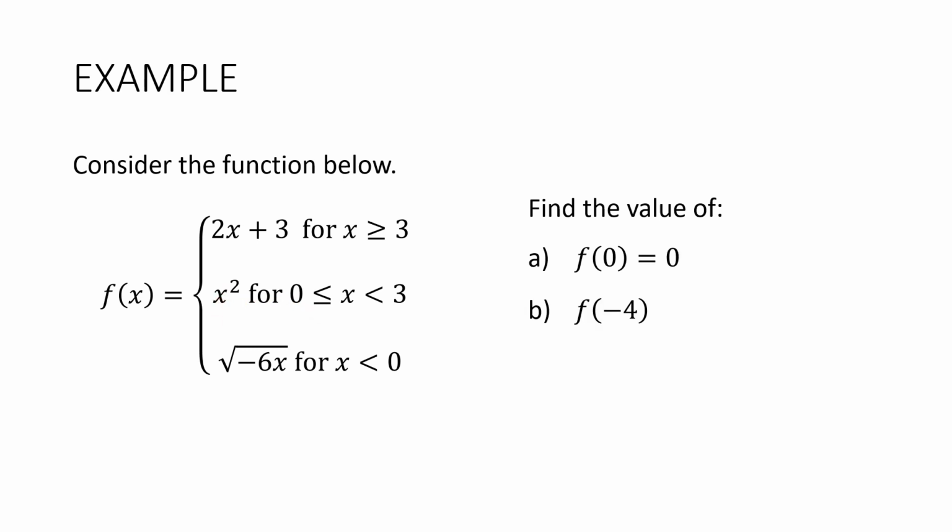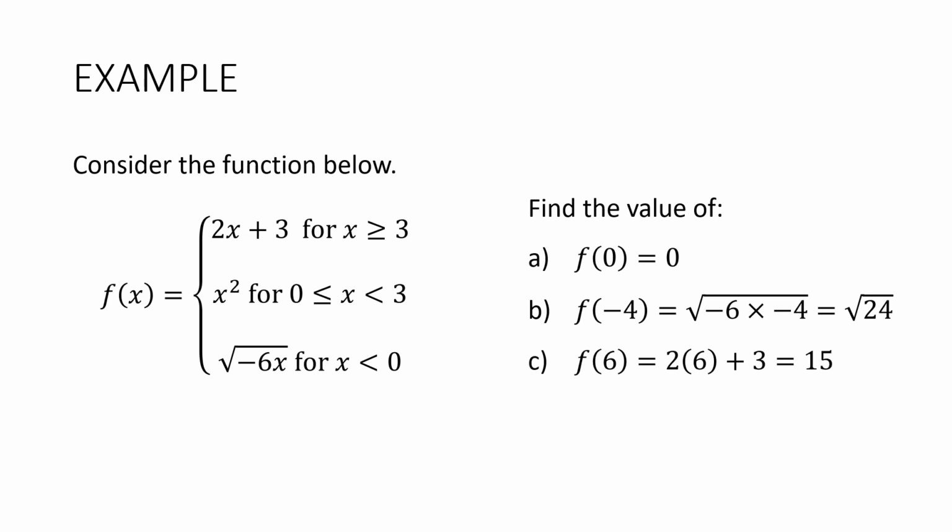f of negative 4, well, that's here. Now this looks alarming with this negative, but it's actually going to multiply by that negative and give us a positive. So square root of 24. And finally, f of 6, well, that's up here. So substitute it into this function, which gives us 15.